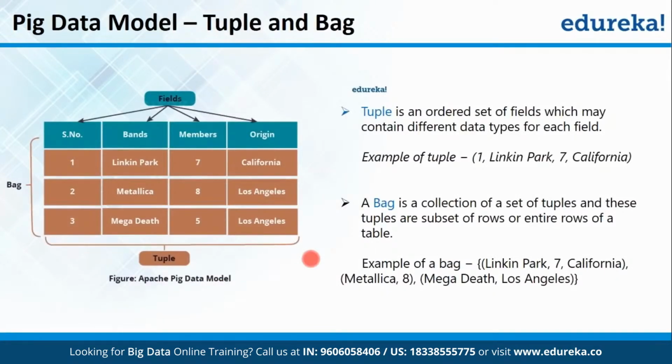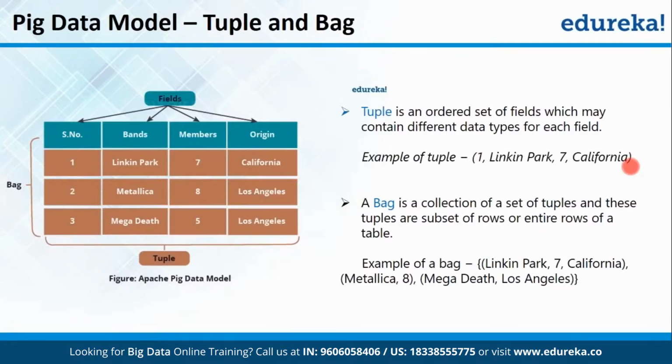So what is a tuple? Tuple is nothing but an ordered set of fields, which can contain different types of data. As you can see right here, there are four fields. So 1 Linkin Park 7 California could be one tuple. 2 Metallica 8 Los Angeles could be another tuple, and 3 Megadeth 5 Los Angeles again could be the third tuple, right? So these rows in itself is a tuple. To represent a tuple, you have to put them within the parenthesis. So the opening parenthesis is the start of the tuple and the closing parenthesis is the end of the tuple.